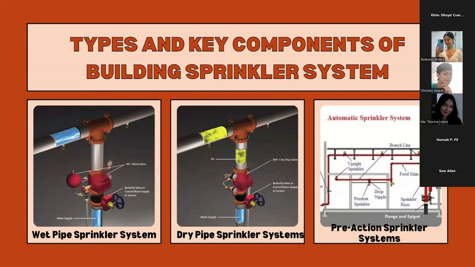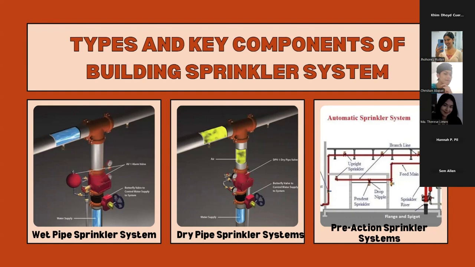Okay, so there are three types of key components of building sprinkler system. The first one is the wet pipe sprinkler system. This type of fire protection system has water stored in pipes, which is immediately available for discharge when a fire is detected. The system consists of a network of pipes, sprinkler heads, and valves, which are filled with water under pressure. So when the sprinkler head is activated, typically by heat from a fire, the water is released immediately to control or extinguish the fire.